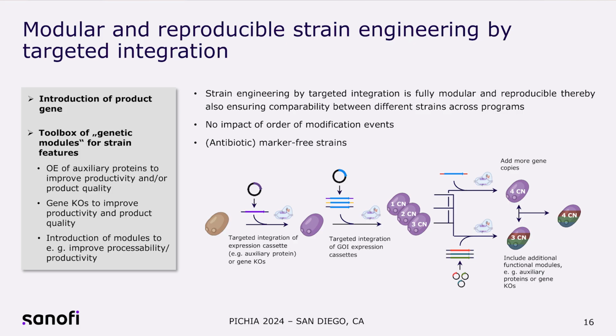But I think that goes away with targeted integration, because you can just plug in the different modules at the site and at the time you want to within your strain engineering approach. So I've just outlined an example approach here. For example, you start with a wild type cell, you first integrate a module, an auxiliary protein that you know will always help to express your protein of interest for a particular molecular class. You could use that as a kind of platform. Then, as the next step, you could assess copy number effects.